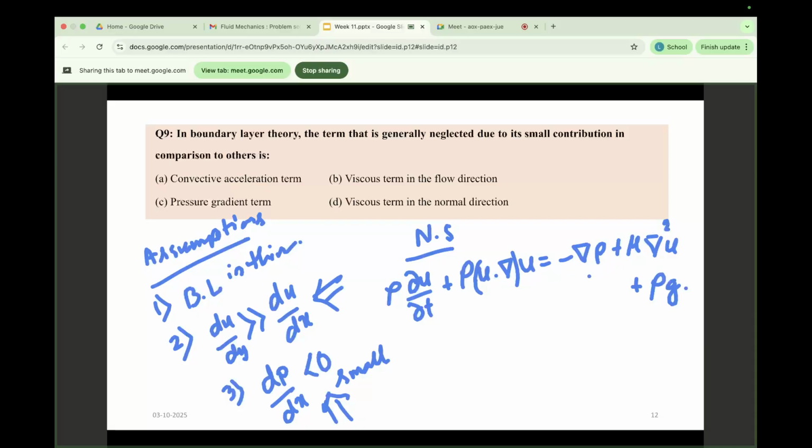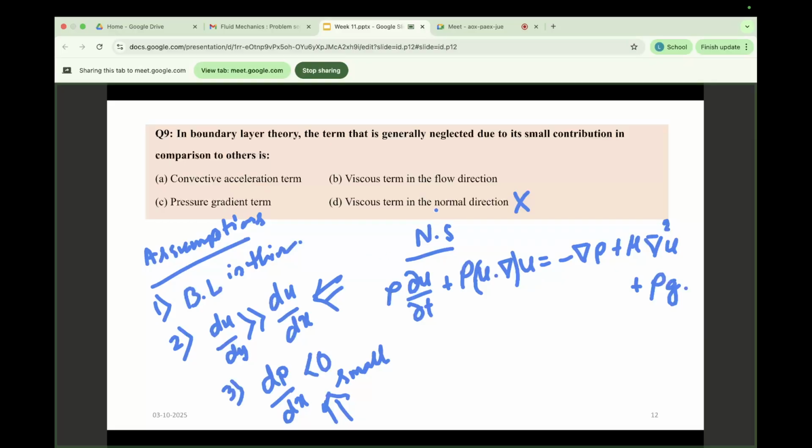In this viscous term, as I have said, in the x direction this velocity gradient term is less. So the viscous term here should be less. That should be one answer. So this viscous term will not be the answer, because the gradient term is small in the x direction, but the gradient term is more in the y direction. So in the normal direction, the viscous term will be more. So option D is not the correct option. So we can easily remove option D.